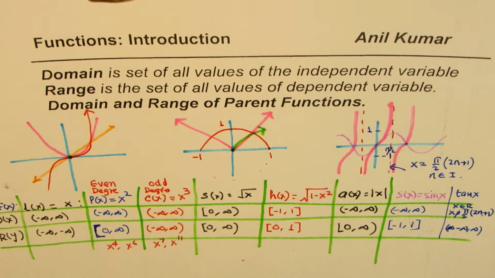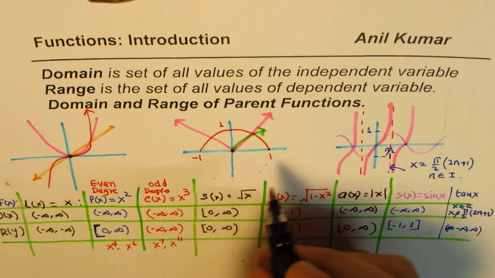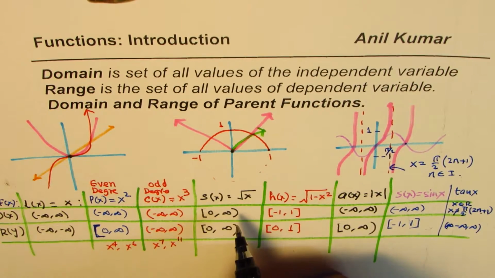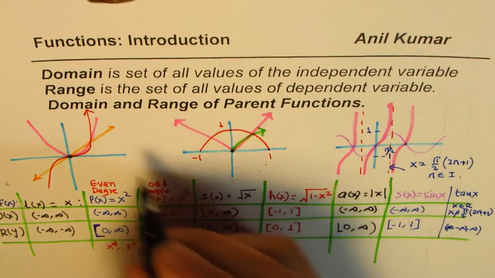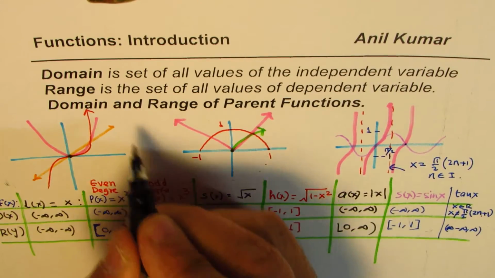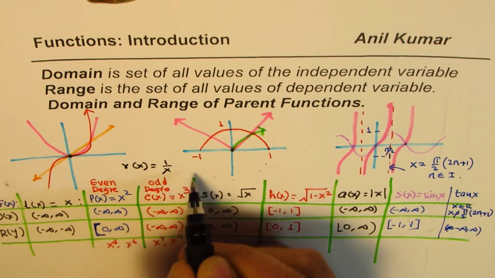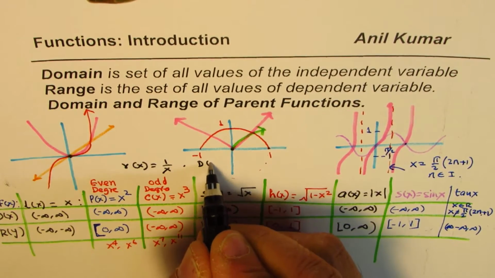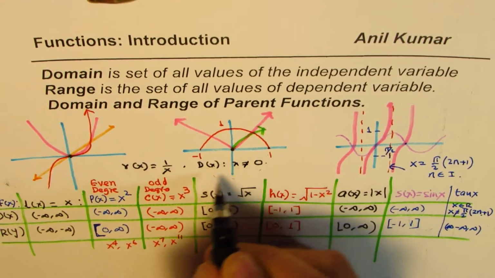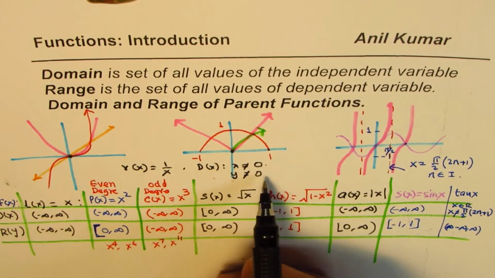I forgot about the reciprocal function, so let me add that also. The reciprocal function is 1 over x. Let me write it down somewhere here. So r of x, the reciprocal function, is 1 over x. Clearly, x cannot be equal to 0, right? So here the domain is x not equal to 0. As far as y is concerned, y also is not equal to 0, so you could write all real numbers except that.